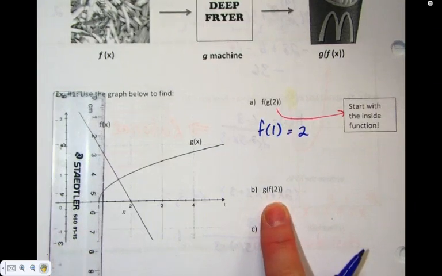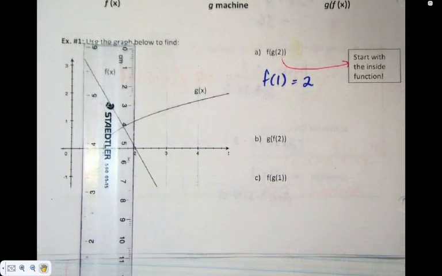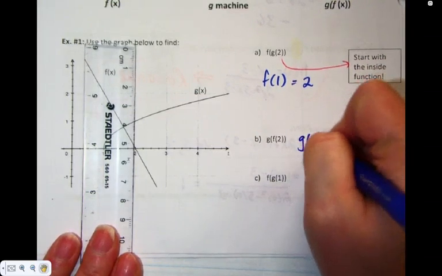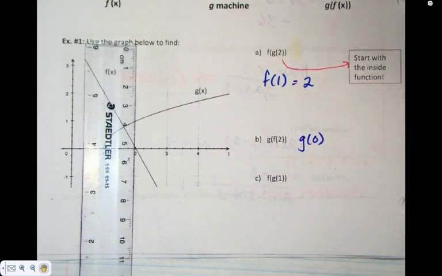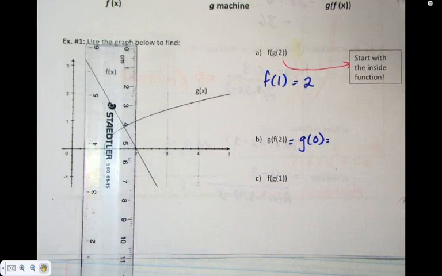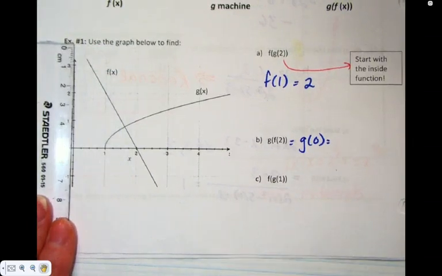Again, we still start with the inside function, so I'm just looking at f of 2. That says go to 2, go to the f function, figure out what the y value is. It's 0. So I'm still going to keep that g, and I'm just going to replace f of 2 with 0. What does g of 0 mean? Go to where x equals 0, find the g function.